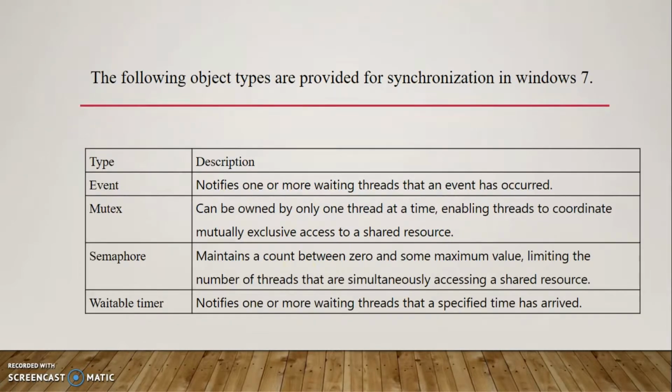So we'll look at the object types provided for synchronization in Windows 7. There are a few types provided: first, event, mutex, semaphore, and waitable timer. An event will notify one or more waiting threads that an event has occurred. A mutex provides exclusive access, and a semaphore maintains a count between 0 and a maximum. A waitable timer notifies one or more waiting threads that a specified time has arrived.